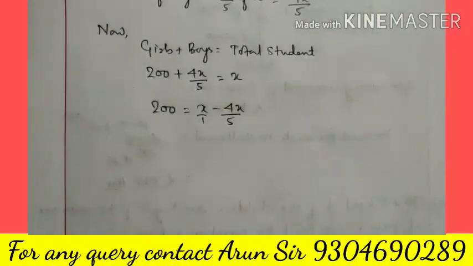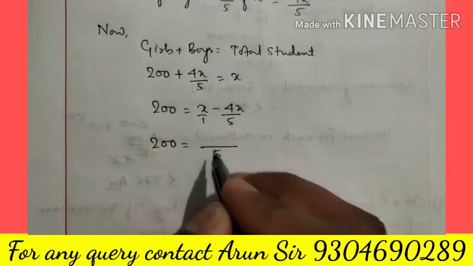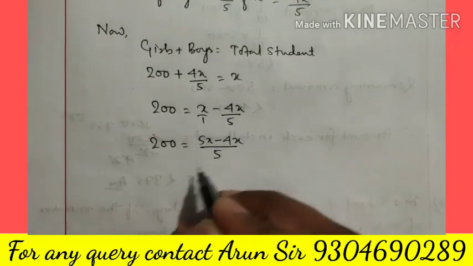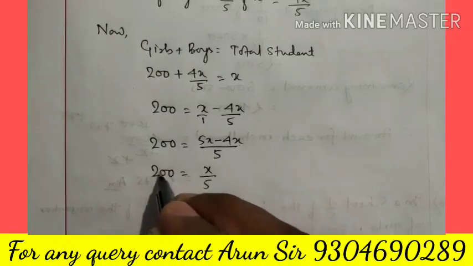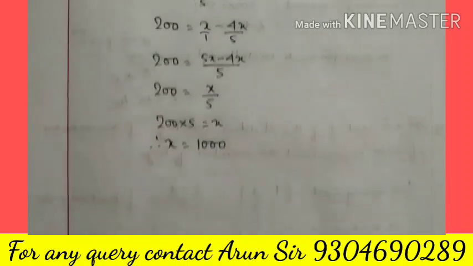Now after taking the LCM we will find the value of x. 5 1 5 ja 5 into x, 5x. 5 1 ja 1 into 4, 4x. So 200 is equal to x by 5. This 5 will come this side: 200 into 5 is equal to x. Therefore x is equal to 1000.